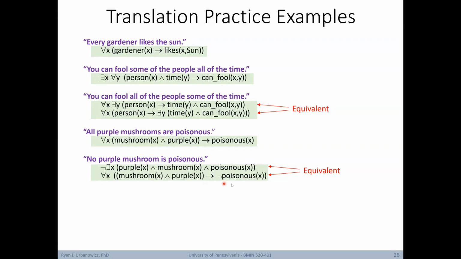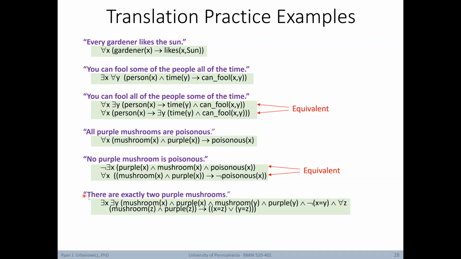But we have to restructure the expression based on which one we're going with. The first one says there's no x, where x is purple, a mushroom, and poisonous. Another example, there are exactly 2 purple mushrooms. This is related to an example we gave a couple slides back where we tried to quantify having at least 2 brothers. But now we're trying to quantify exactly 2. We can see this expression gets a little complex. Notice that we'll need equality in order to complete this.